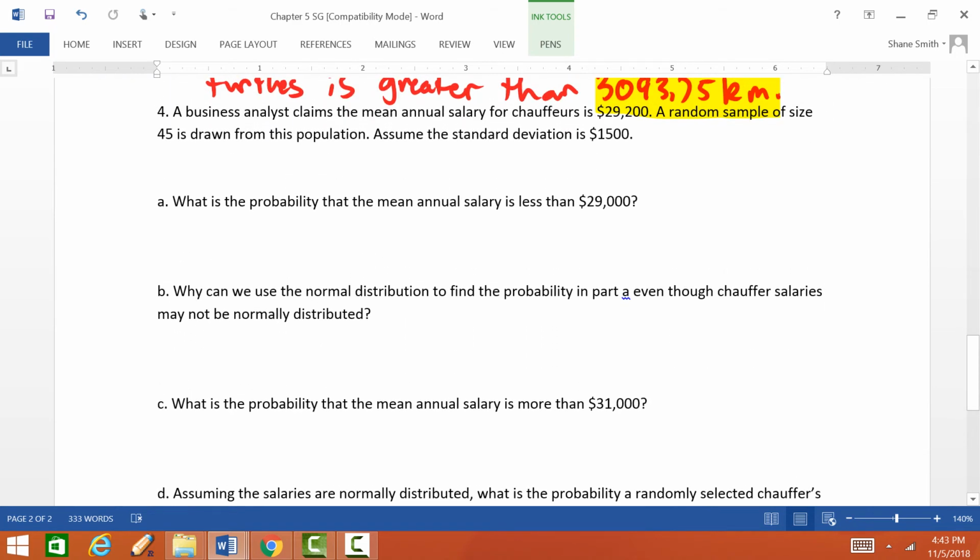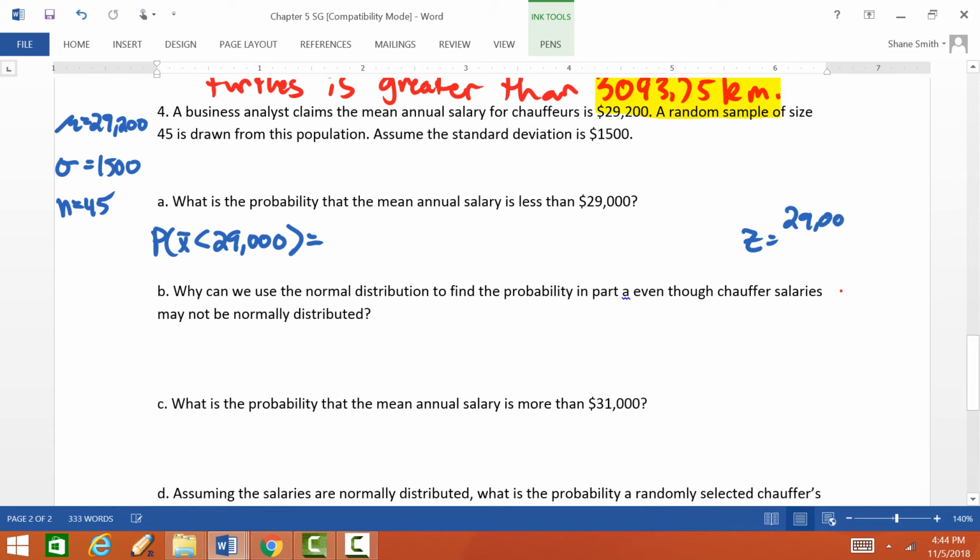A business analyst claims the mean annual salary is 29,200 and the standard deviation is 1,500. So what is the probability that the mean annual salary is less than 29,000? Oh, and don't forget that the sample size is 45. I forgot to read that part. So the random sample size of 45. Okay, so we want the probability that the mean is less than 29,000.